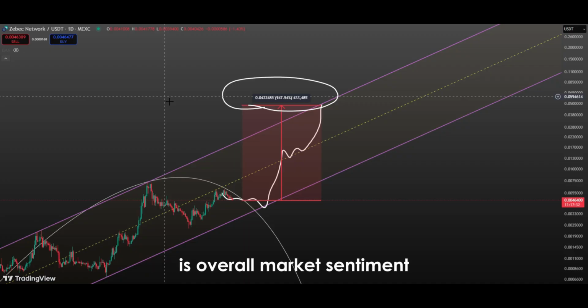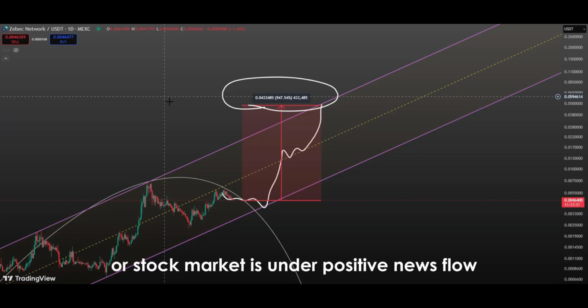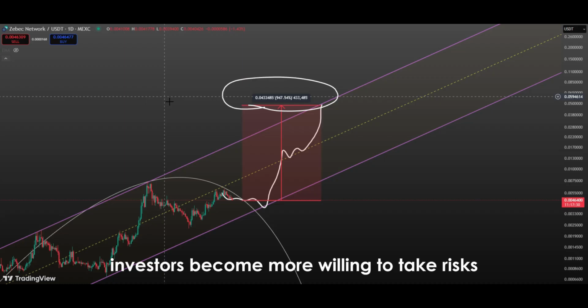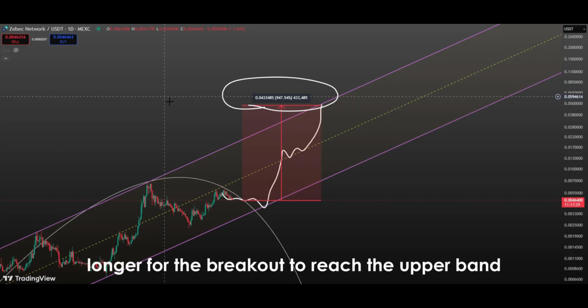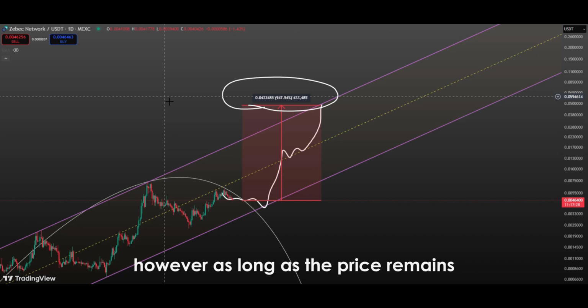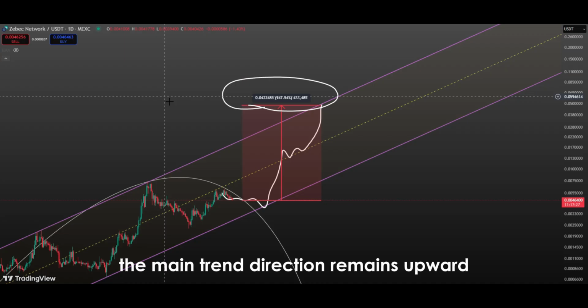One of the factors that affect the speed of price movement from the midline to the upper band is overall market sentiment. If the general cryptocurrency or stock market is under positive news flow, investors become more willing to take risks. This accelerates the post-breakout rally. Conversely, if the general market is in decline, it may take longer for the breakout to reach the upper band. However, as long as the price remains within the ascending channel, the main trend direction remains upward.